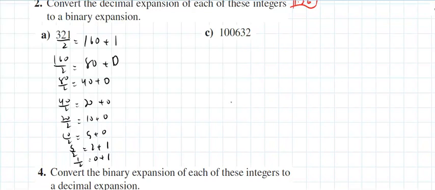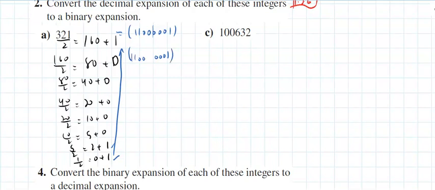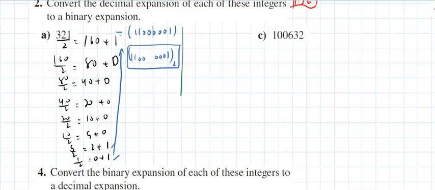What this means, you copy those down in that order. So you say 321 is, and you start from the bottom, 1, 0, 1, 0, 0, 0, 0, 0, 1. And you write them in groups of 4, and there's a reason for that. So 321 is 101000001 in binary code.